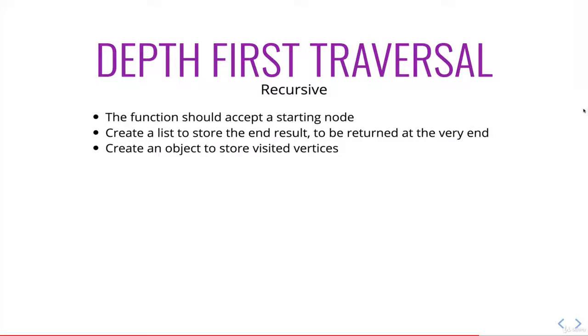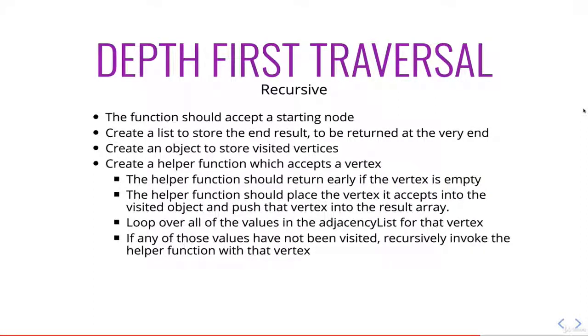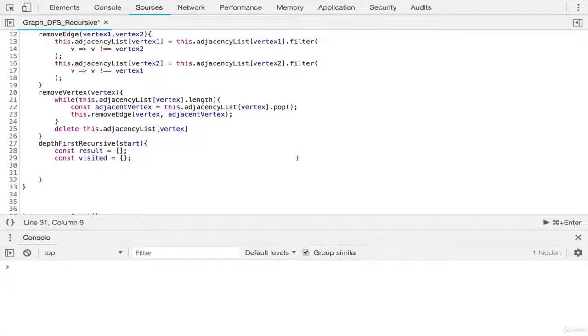Cool. So next up, we get to the meat of it. Create a helper function which accepts a vertex, and the helper function should return early if the vertex is empty. Let's just start there. So let's define the helper function. I'm just going to call mine DFS, and it takes a vertex. And then down at the bottom, I'm going to immediately invoke it with start, because even though there's no logic yet, the first time through, we want to start it off with start.